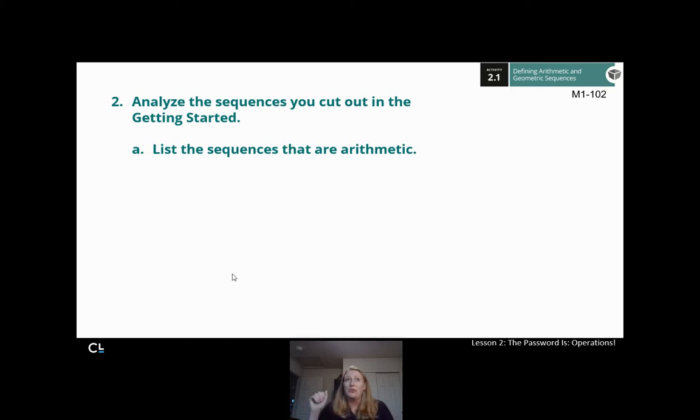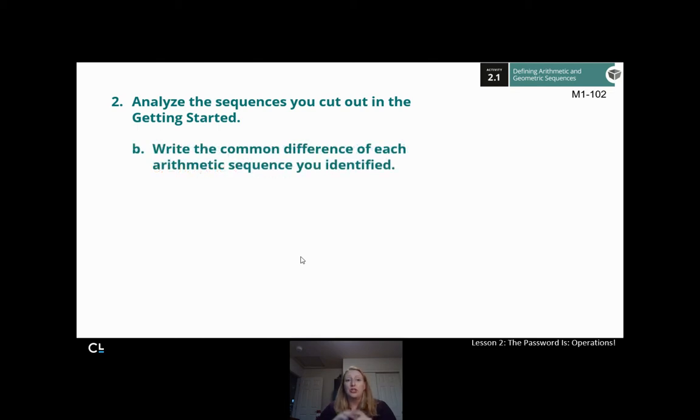So I looked through them and I looked for anything where the same number was being added or subtracted over and over and over again. So any of the sequences where I was like, I'm adding this every time or I'm subtracting this every time, I pulled those out of my pile. And I found that B, E, H, K, and N all were arithmetic. They all either were adding the same thing every time or subtracting the same thing every time.